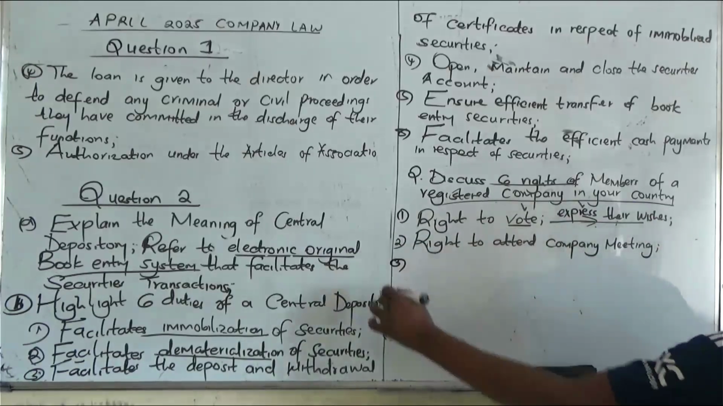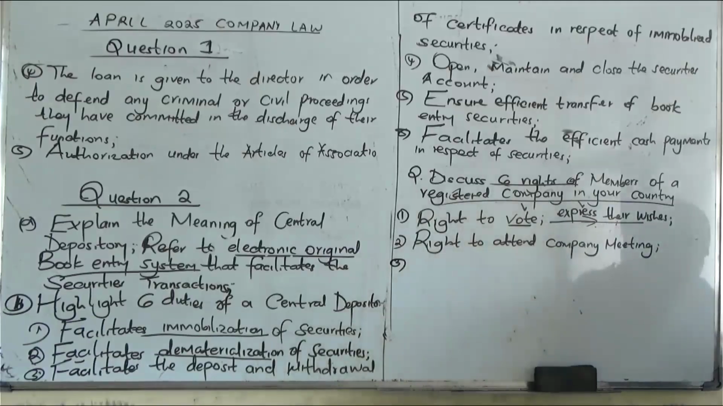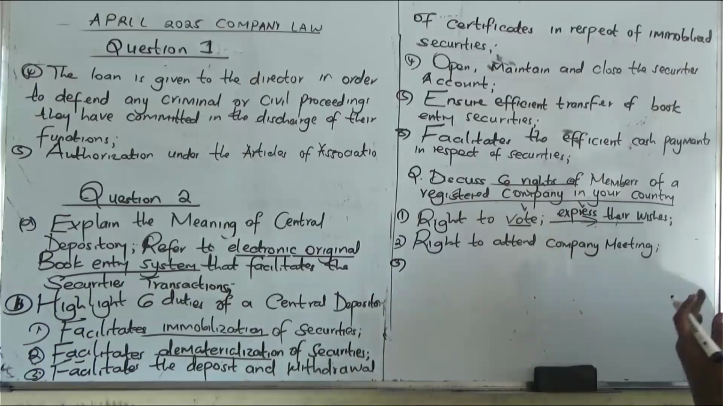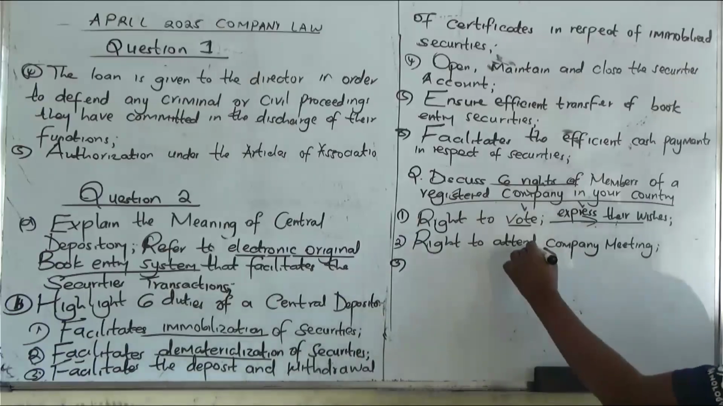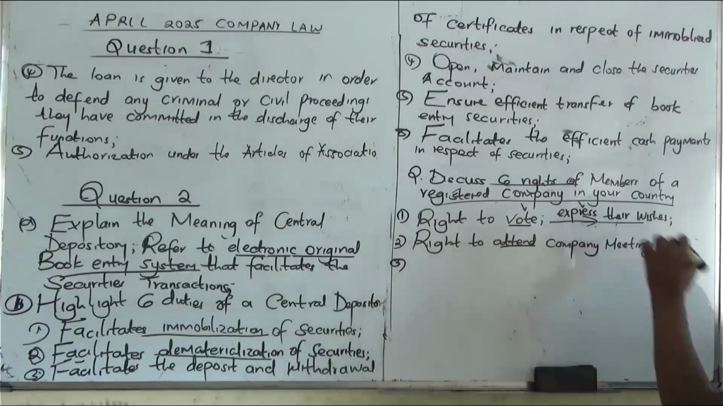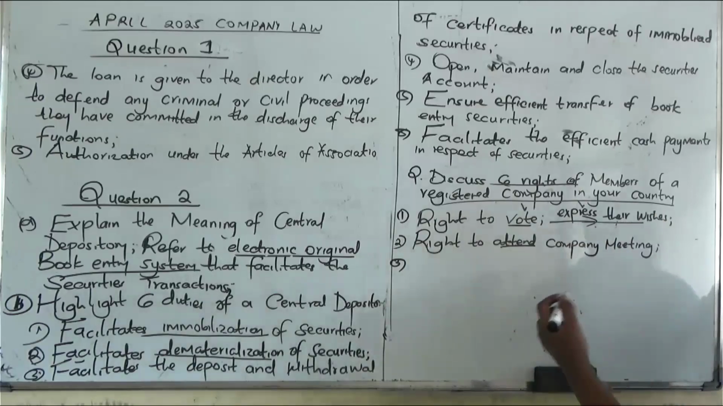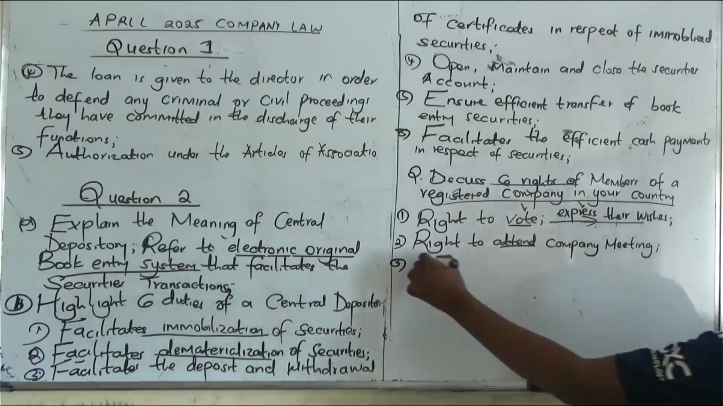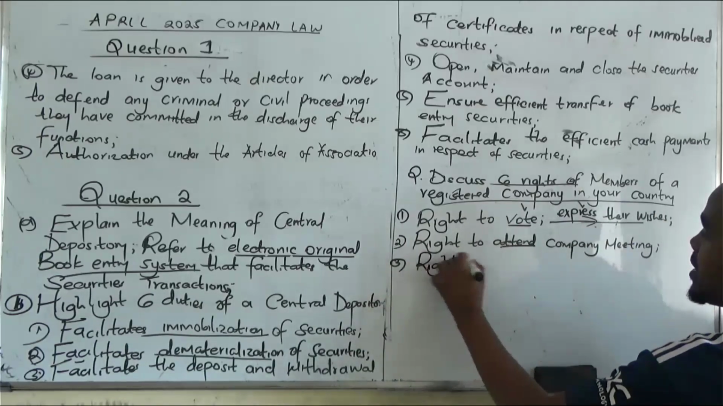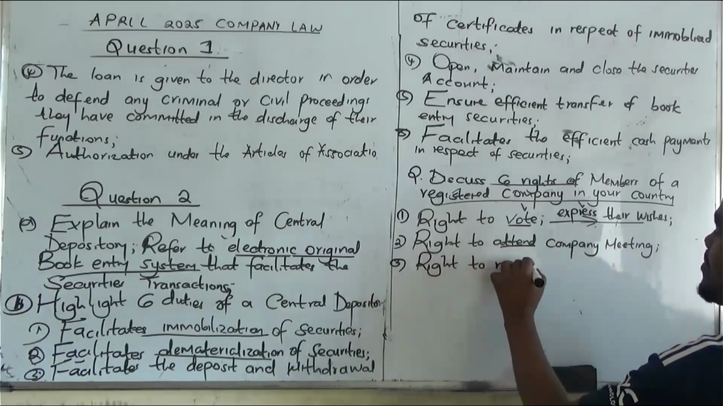That every member of a company has a right to attend a meeting. They have the right to go to company meetings. So you'll just change attend into they have the right to go to company meetings. Another one, they have the right to receive dividends. The right to receive dividends.